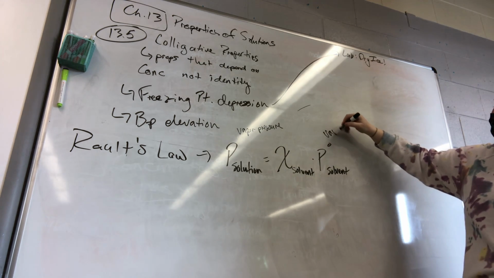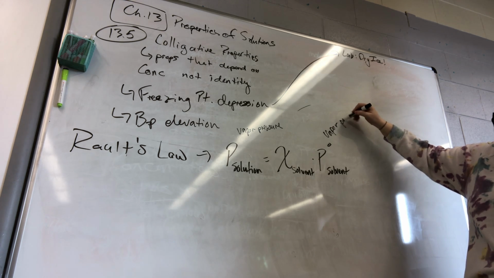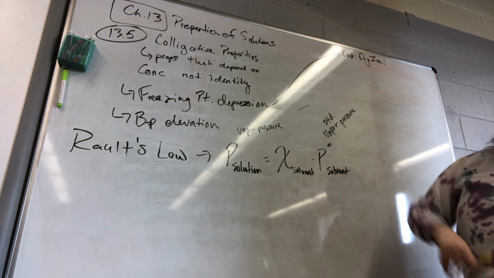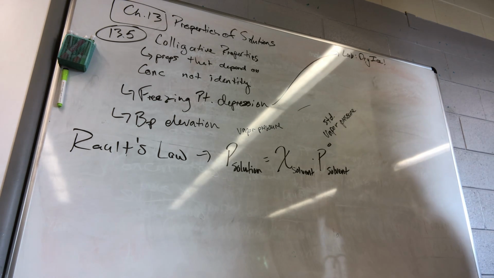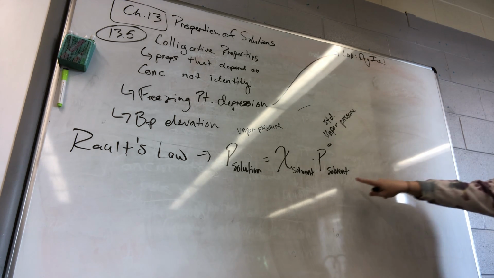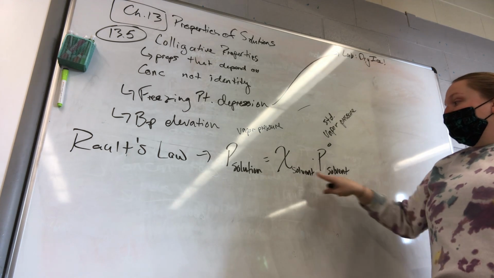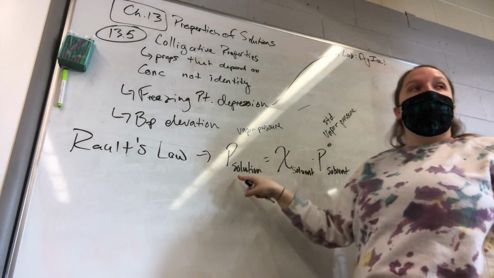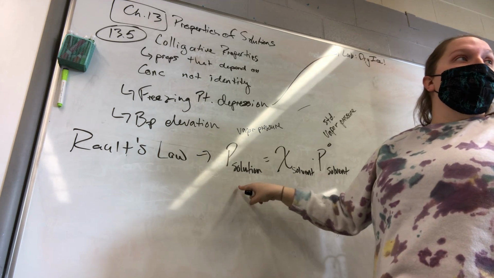And this is the standard vapor pressure. Remember, that's what the little knot means. So this would have to be something you were given, something you might have to calculate using a mole fraction, and then you were able to find the pressure of a solution, vapor pressure of a solution.